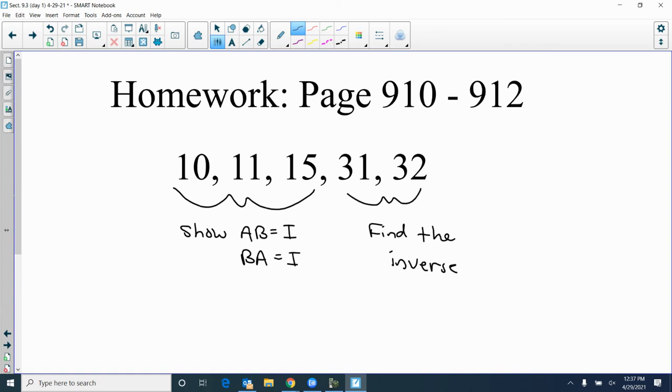Yeah, 10, 11, and 15 are kind of like that first one. You just want to multiply those two together, see if they equal I, the identity. And then 31 and 32, you want to find the inverse. So they give you the two, you multiply them together. They only give you one, you've got to use that formula for that.